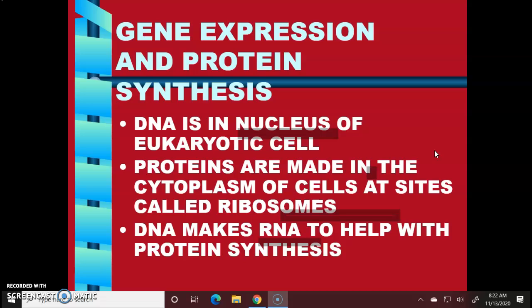So again, DNA is found in the nucleus of the eukaryotic cell. But these proteins are made out in the cytoplasm at something called ribosomes. Remember, ribosomes are the protein factories. And this is where they're made, on the ribosomes. And number 6, DNA makes a compound called RNA to help with protein synthesis.